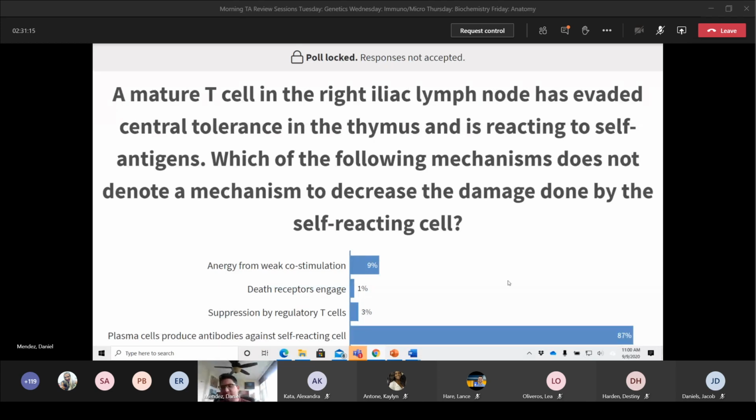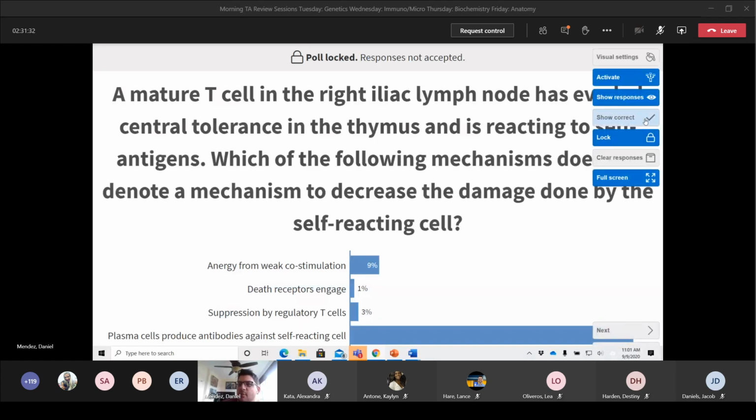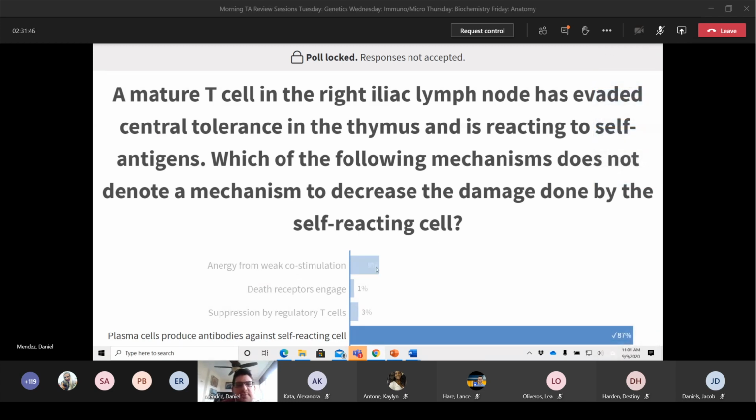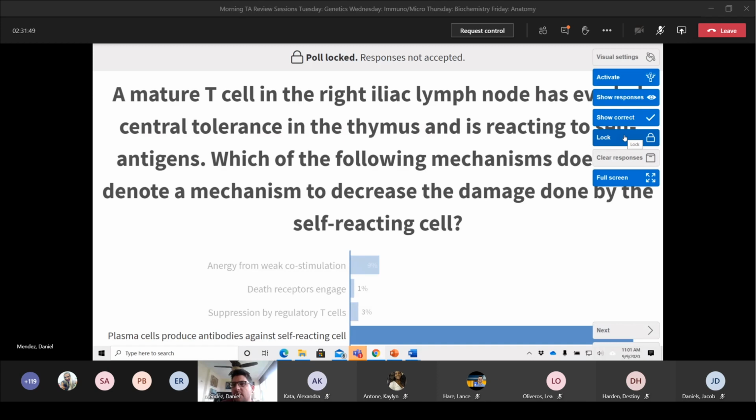So you have to think about which ones do. So that's the process you want to go through here, is you want to think about which ones will decrease the damage done by self-reacting cells. So energy for co-stimulation, that will decrease the damage. Death receptors engaged, that will decrease the damage. And suppression by Tregs will also decrease the damage. So the only one that does not decrease the damage being plasma cells producing antibodies against self-reacting cells. That is not one of our mechanisms for peripheral tolerance. So these three would be our mechanisms for peripheral tolerance. And make sure you can denote that.